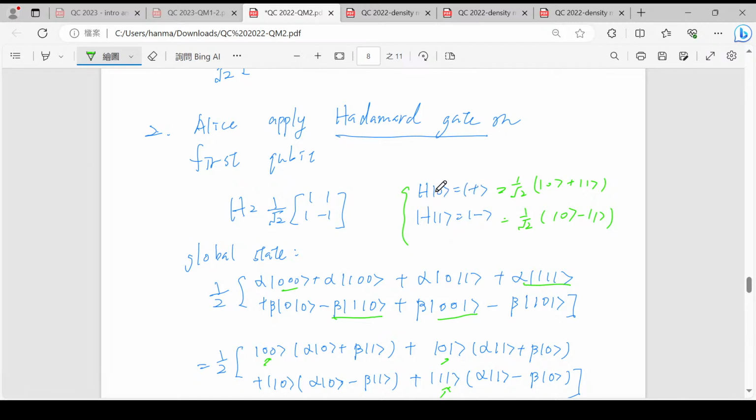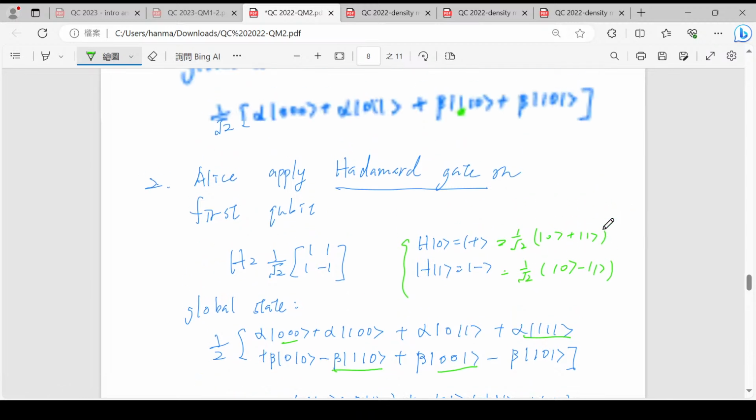So Hadamard applied on 0 will become the plus state, which is equal to 1 over square root 2 (0 plus 1), and Hadamard on 1 becomes 1 over square root 2 (0 minus 1). Okay, so this is just brute force calculation, not too interesting. There are 4 terms, and each Hadamard will give you one. Turn the 1 term into 2 terms, you get 8 terms in the end.